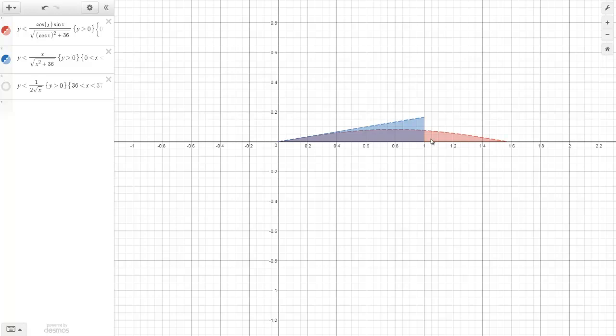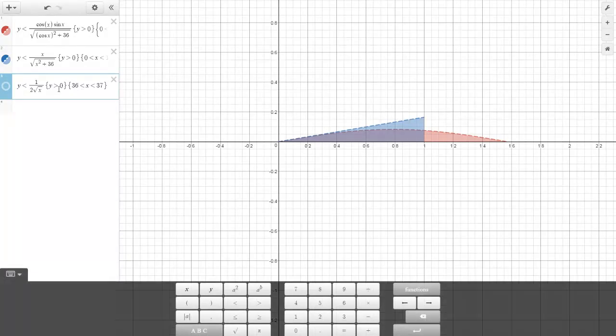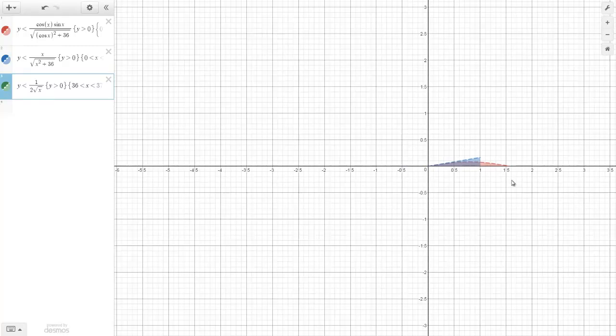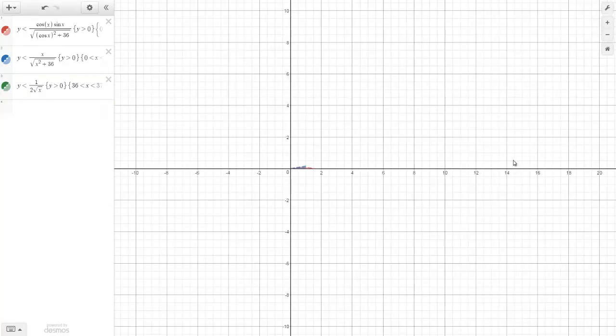But then we said, all right, well, that's still kind of hard to anti-differentiate directly. So let's write a new function. Now this new function we found out was 1/2 times, it was 1 over 2 square roots of x. Okay, but we're going to integrate that from 36 to 37, which is way over here to the right.